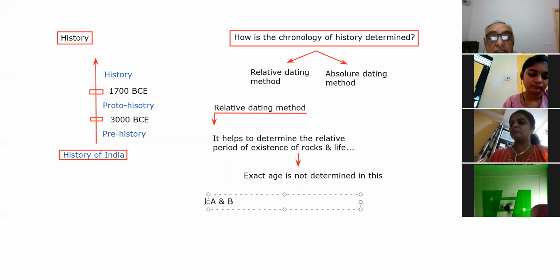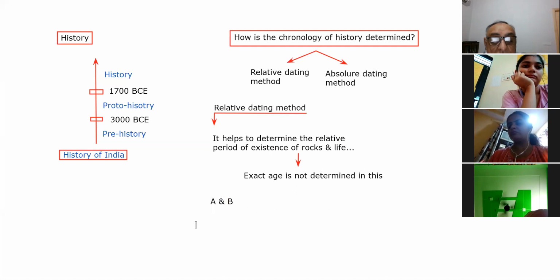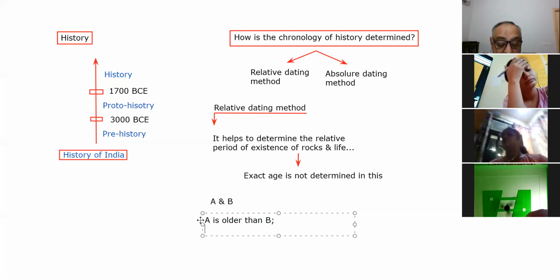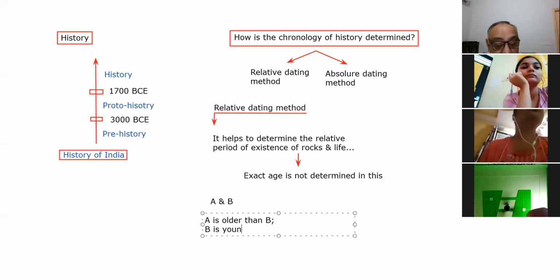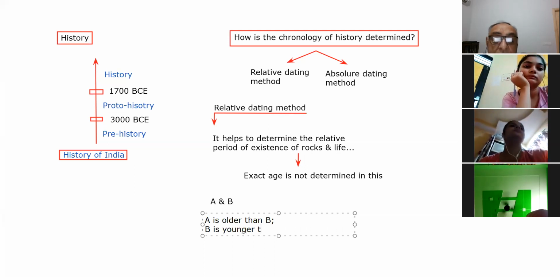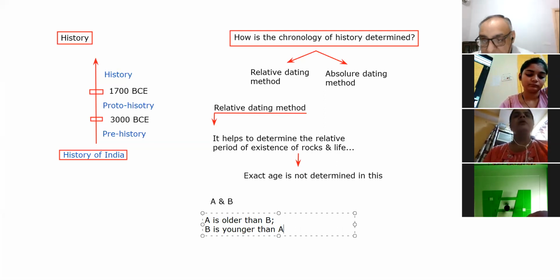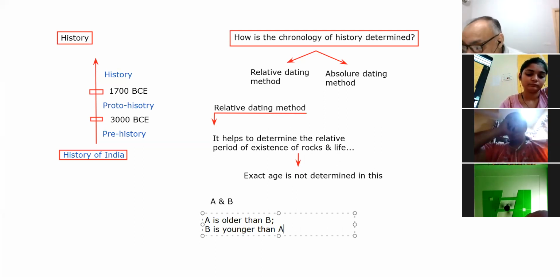Suppose we are comparing A and B. We can only say that A is older than B, or that B is younger than A. This is only what we can determine here. But what is the exact age of A and B? That is not known.